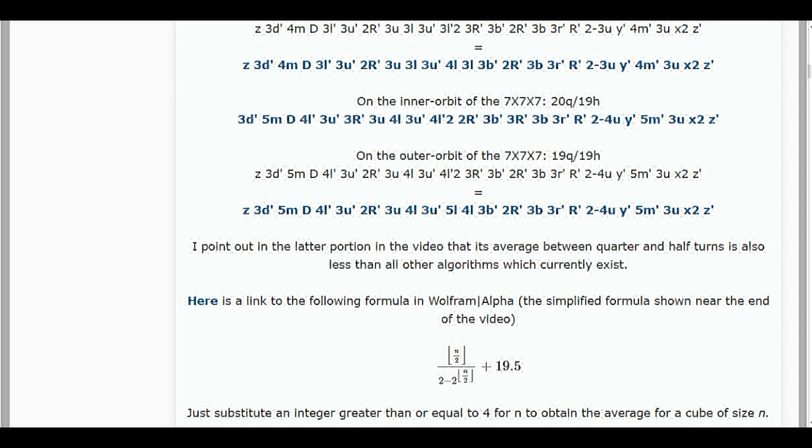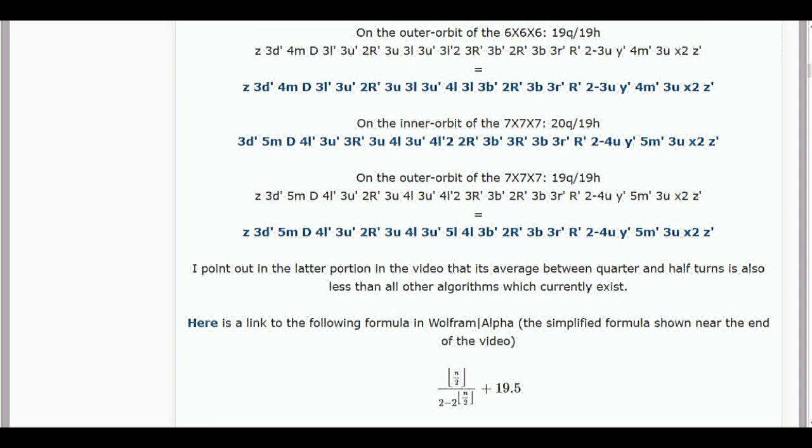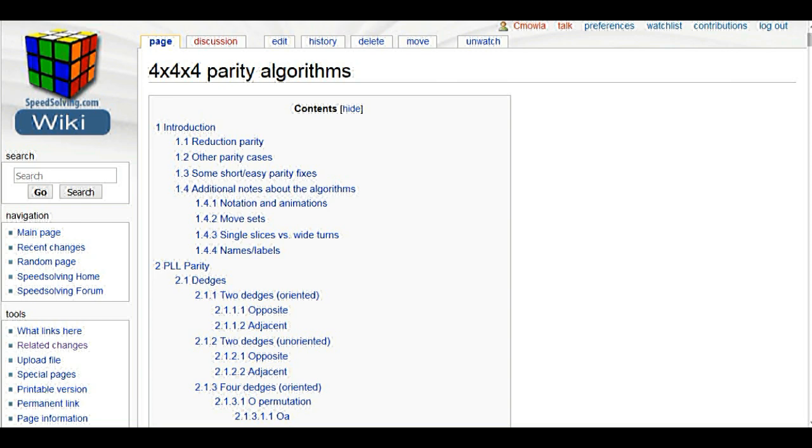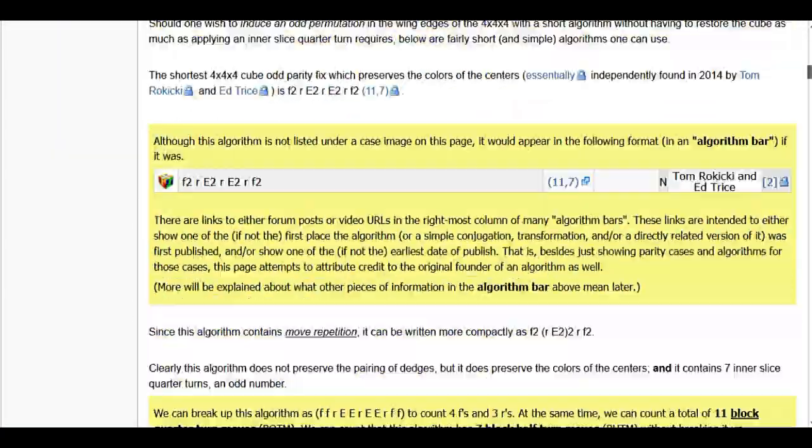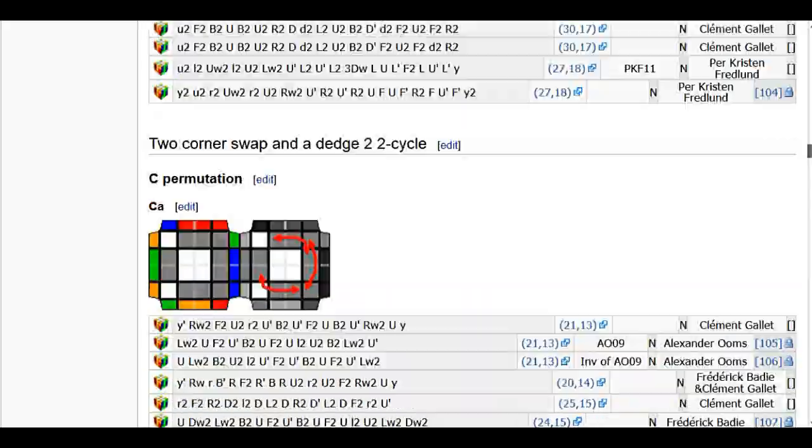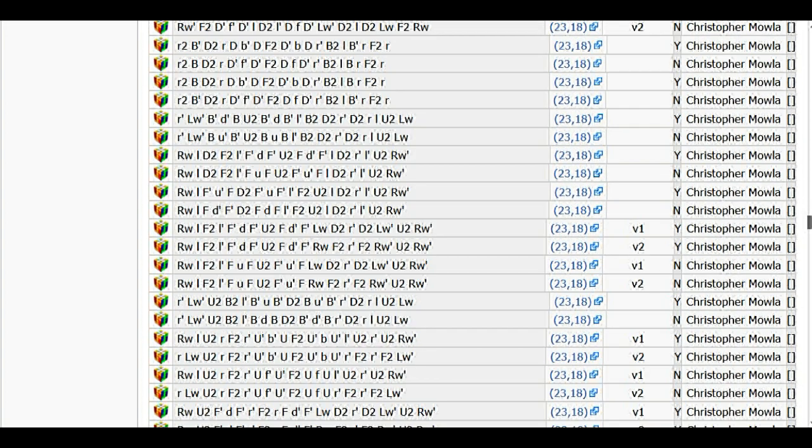But I haven't made a video about it, but in 2016 I found an 18 quarter turn algorithm, shorter than the Holy Grail, for the 4x4. It only works on the 4x4. If we go to the 4x4 parity algorithms page at Speed Solving Wiki, I strongly encourage you to read the introduction. Not so much names and labels, but I would say everything else. Names and labels is not really necessary. Just scroll down. This is what this video is going to be about.